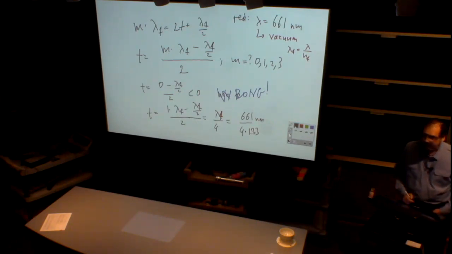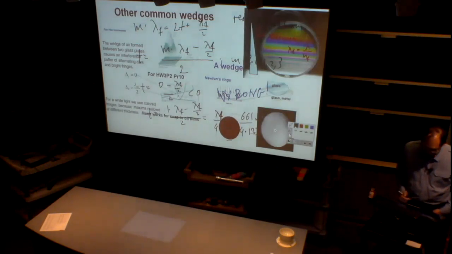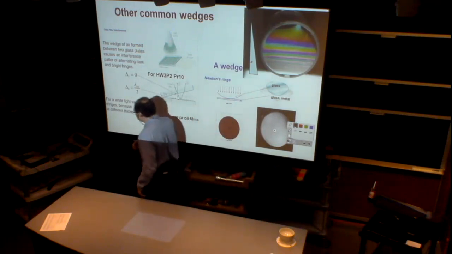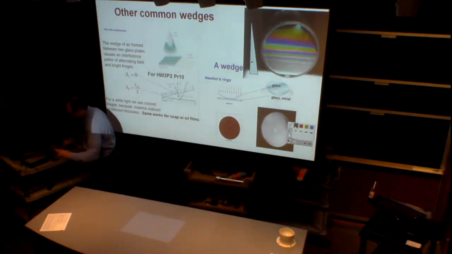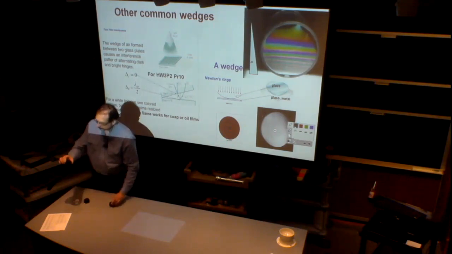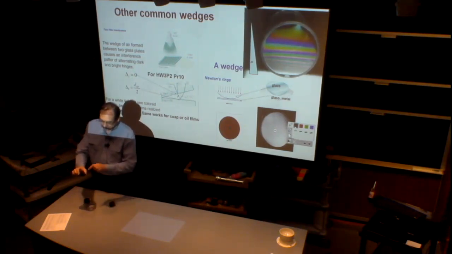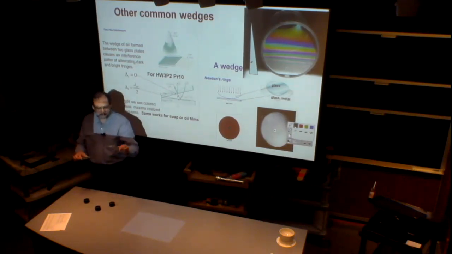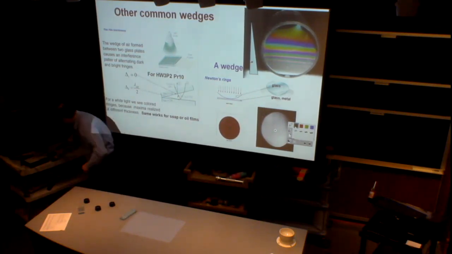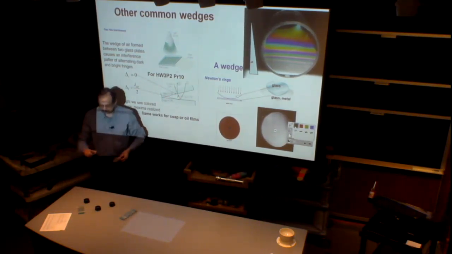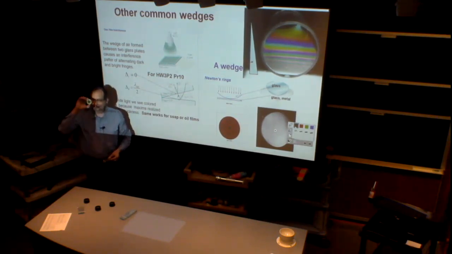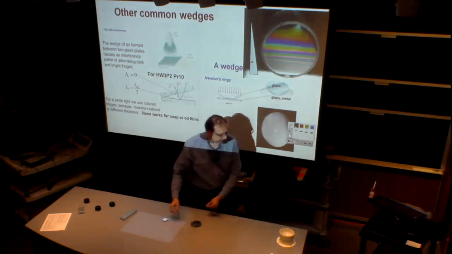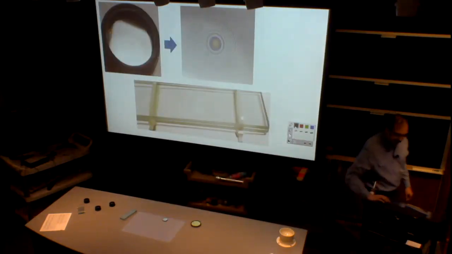So we have the theory, we have the strategy, we have the solution. Done. Now, on your way out, which is going to happen very soon, I would recommend you actually play with this. This is the wedge. You can see some rings. This is a wedge. You can see some colored shapes. And this is a thin film filter, which cuts light of a certain color depending on how you look at it. These are the pictures.